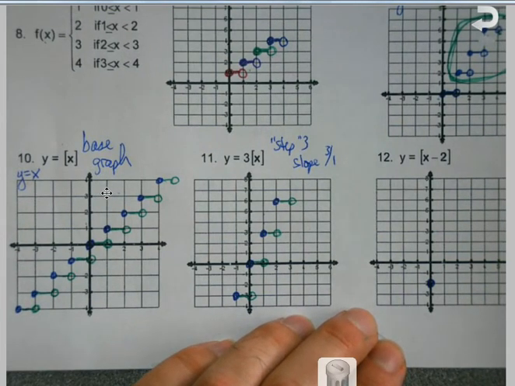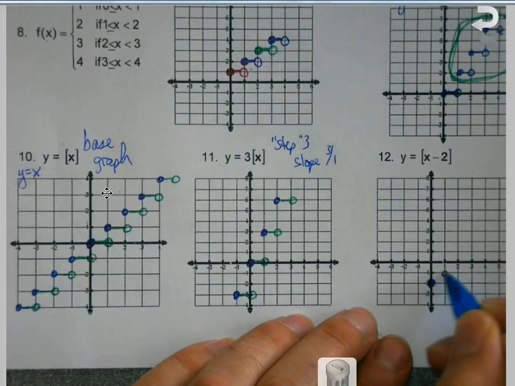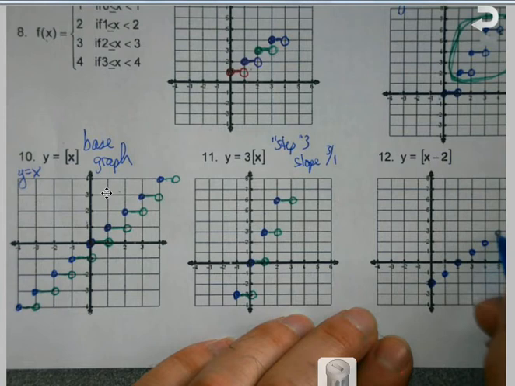There's no number in front of x. So up 1 and right 1. Up and right. Up and right. Up and right.